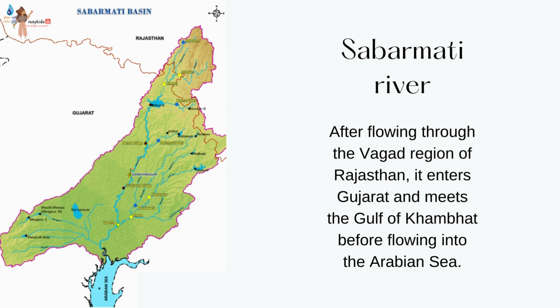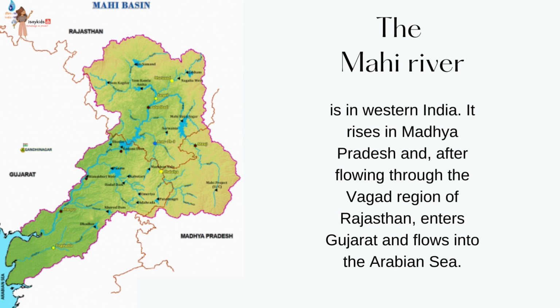After flowing through the Wagad region of Rajasthan, it enters Gujarat and meets the Gulf of Khambat before flowing into the Arabian Sea. The Mahi is a river in western India. It rises in Madhya Pradesh and after flowing through the Wagad regions of Rajasthan, it enters Gujarat and flows into the Arabian Sea.